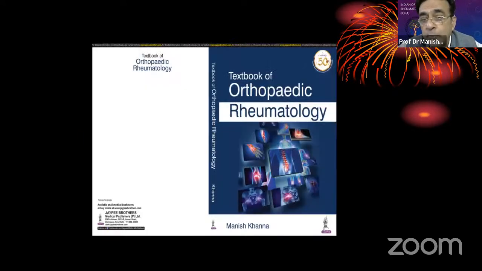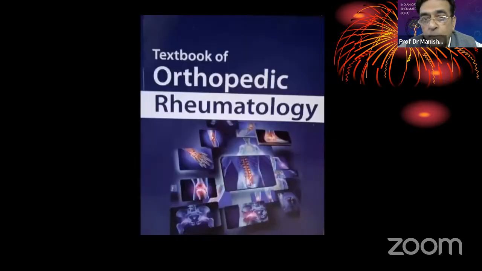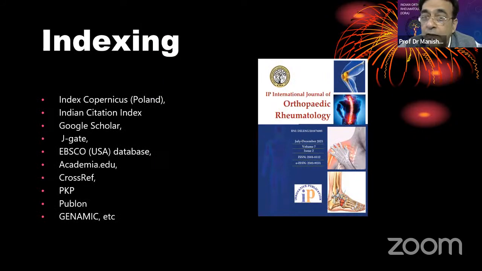This year, we have come out with a textbook of orthopedic rheumatology. This is the only book in the globe covering all these subjects together under one canopy. We also have our international journal, the International Journal of Orthopedic Rheumatology, which has been indexed at a number of places. You can see the list. And by the grace of God, we are now also indexed in the Indian Citation Index, which is required by NMC for all promotion activity, along with Google Scholar, and we have also entered Publons. So we are moving ahead so that sometime this would be the best journal in the world covering the subject.